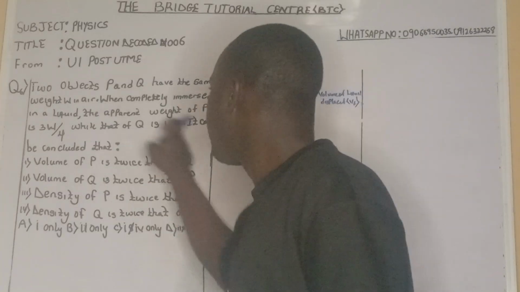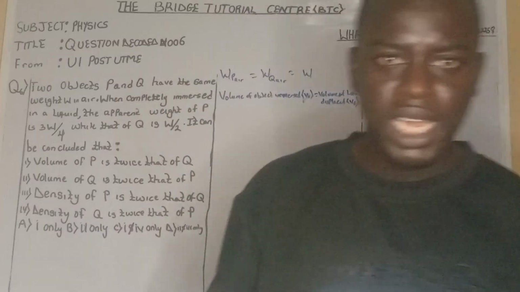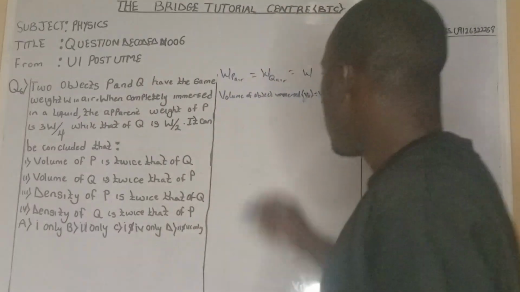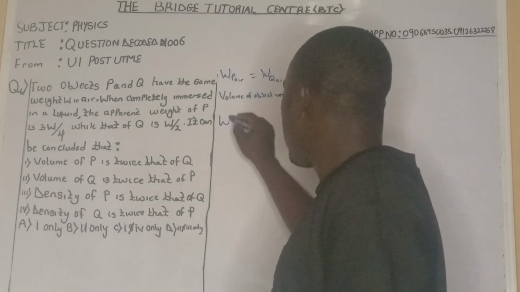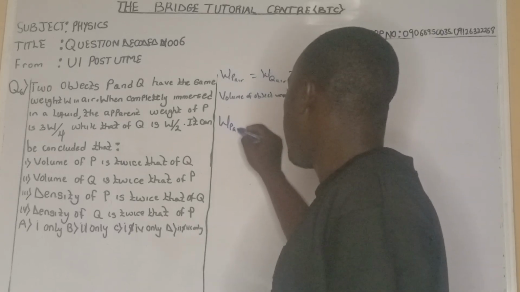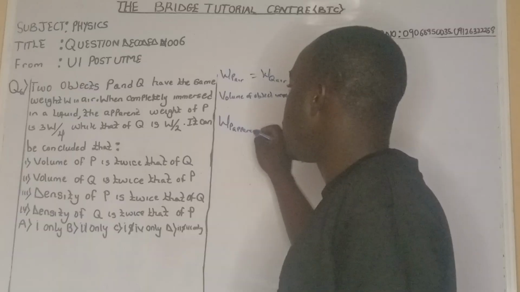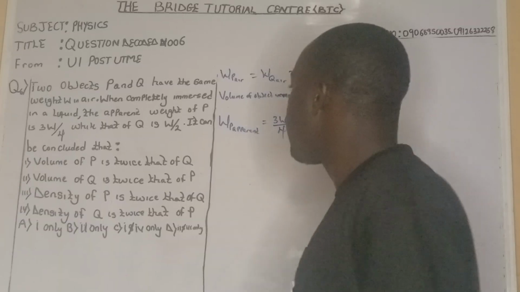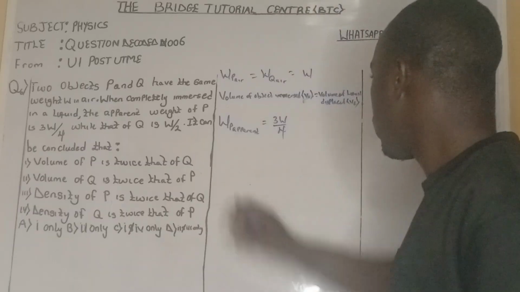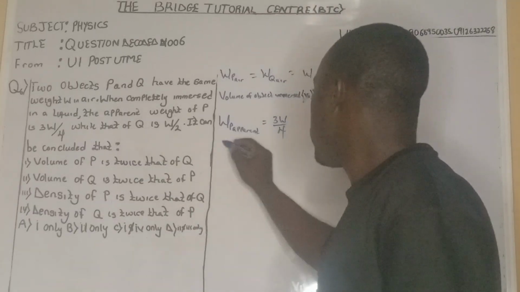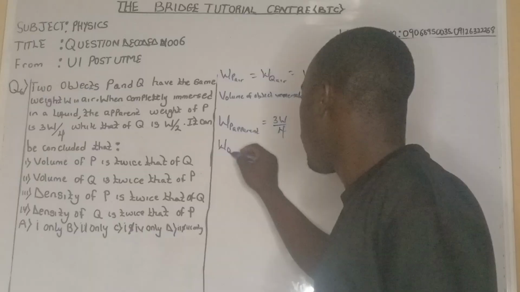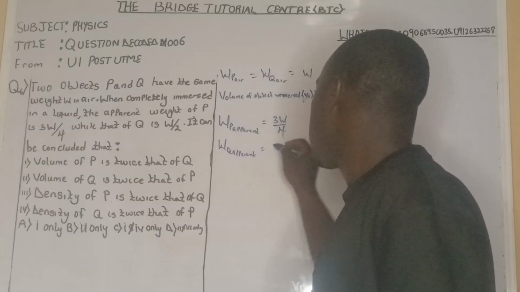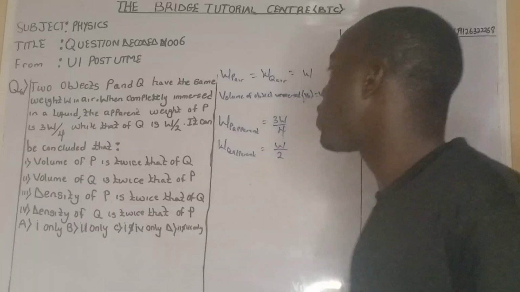Okay, moving on. The apparent weight of P is 3W/4. That is, apparent weight is the weight of something in a liquid or in a fluid. So the apparent weight of P, let me call it WP apparent, is equal to 3W over 4. And we have that of Q, the apparent weight of Q, WQ apparent, is now equal to W over 2.